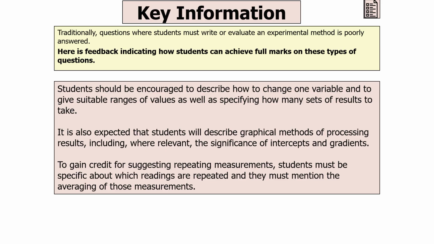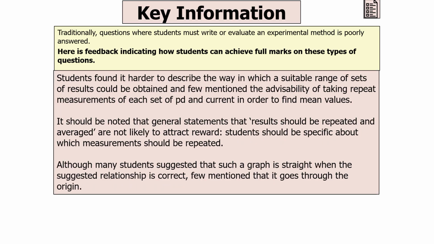It's also expected that students will describe graphical methods of processing results, including where relevant, the significance of intercepts and gradients on graphs. To gain credit for suggested repeated measurements, students should be specific about which readings are repeated, and they must mention the averaging of those measurements. Students find it harder to describe the ways in which a suitable range of sets of results could be obtained, and few mention the advisability of taking repeated measurements of each set of the values to find means.